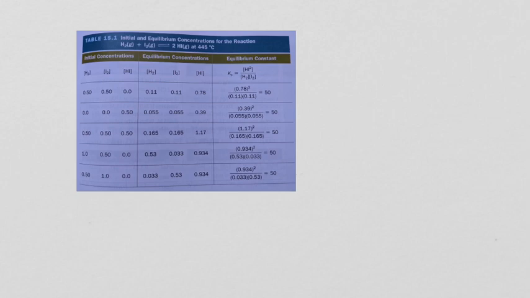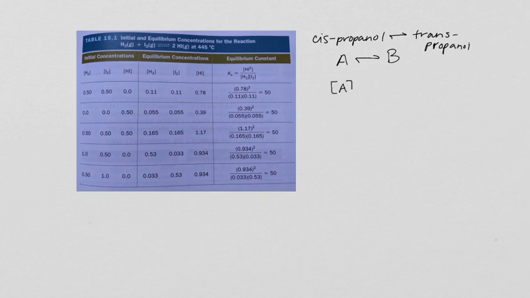So let's think about a very simple reaction where we have A in equilibrium with B. So this could be something as simple as a cis propanol going in between a trans propanol. So we have one molecule and it's slightly changing into another. Our concentration of A is 1 molar and our concentration of B is 0 molar. And these are the initial conditions.